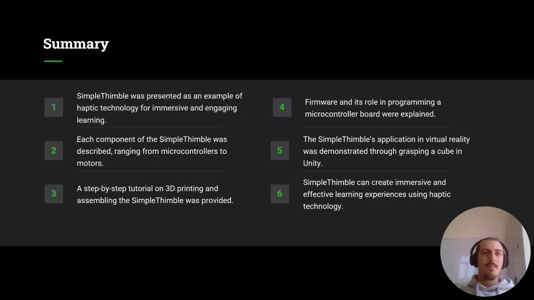During our lesson, we explored how haptic technology can make the learning experience more immersive by introducing the Simple Thimble. We went over each component of the Simple Thimble, from microcontrollers to motors. We demonstrated how to 3D print the necessary parts for assembly. Through a step-by-step tutorial, we showed how to put together the Simple Thimble. Additionally, we delved into what firmware is and how it can be used to program a microcontroller board, allowing for greater customization of the Simple Thimble. Finally, we examined the possible application of the Simple Thimble in virtual reality, specifically by grasping a cube in Unity. By utilizing haptic feedback, we demonstrated how Simple Thimble can make virtual experiences feel more real and engaging. Overall, our lesson showcased the potential of haptic technology in creating more immersive and effective learning.